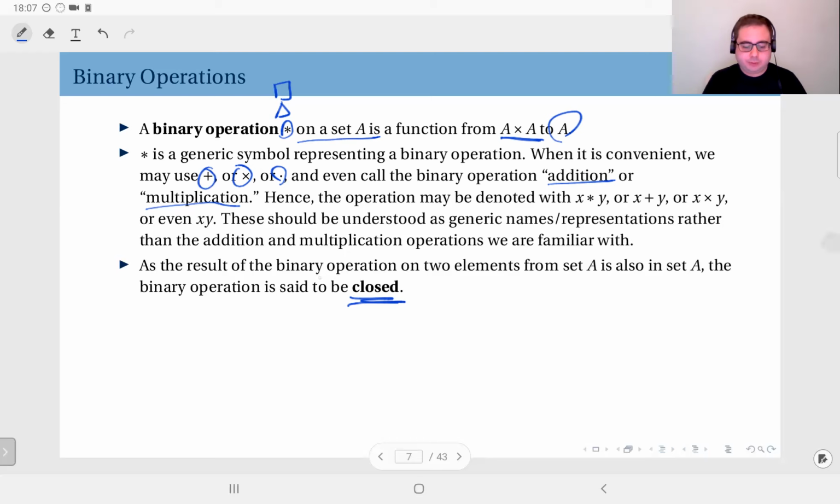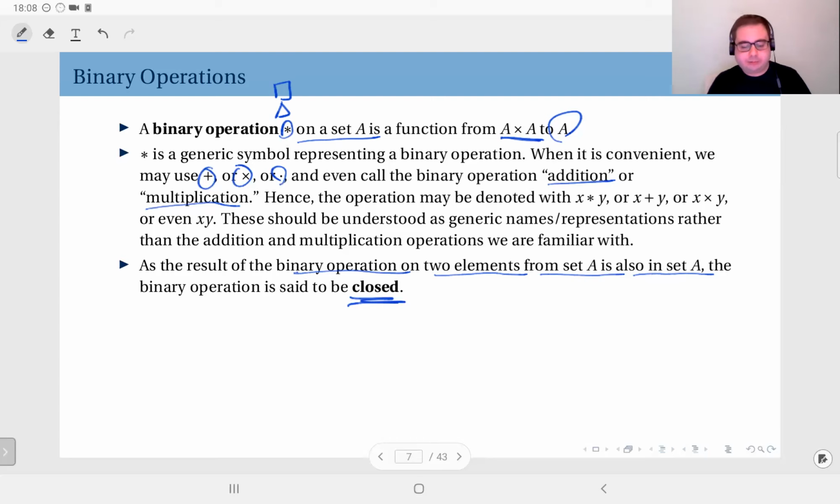Okay, so the result of the binary operation on two elements from set A is also again in the set A. This is the closure property, and we are not going to be stating this in the upcoming algebraic structure definitions, that this operation is closed under this, etc. So when we say there is a binary operation on this set, you should automatically assume that it's closed.